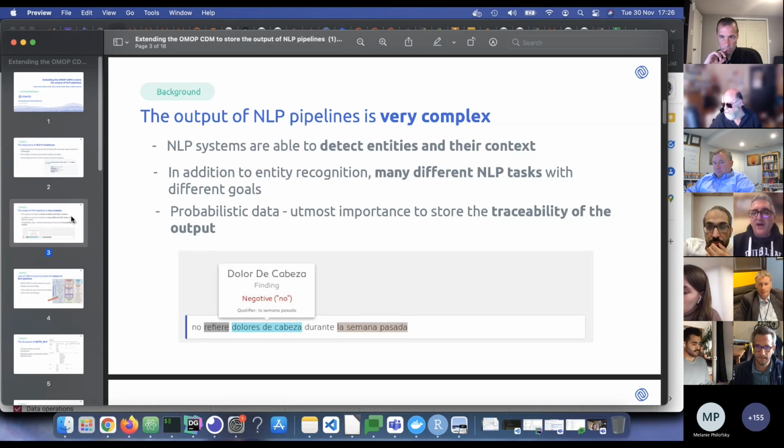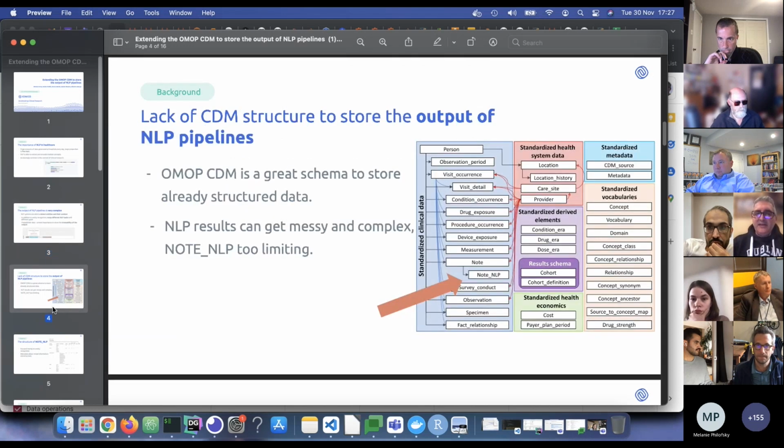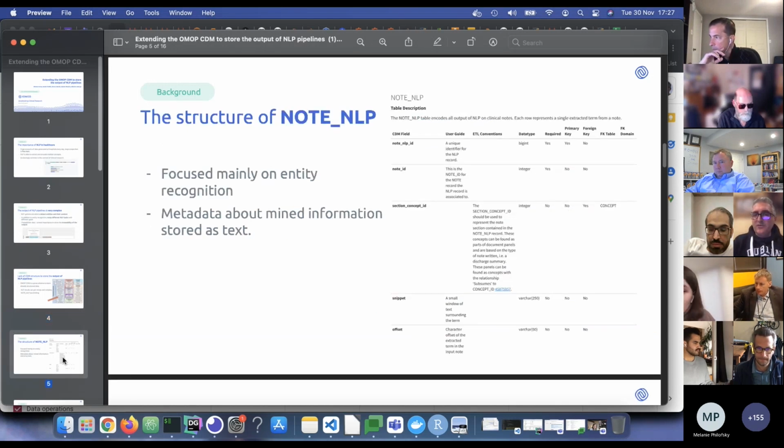So we need the capability to store the traceability of how the information was extracted and what the evidence is from this process. We are always talking about real world evidence. We need also natural language processing evidence. The importance of NLP for clinical notes is already captured in the CDM structure. We have the Note NLP table, but within our operations with the hospitals we have been working with, we found it limited to our needs.